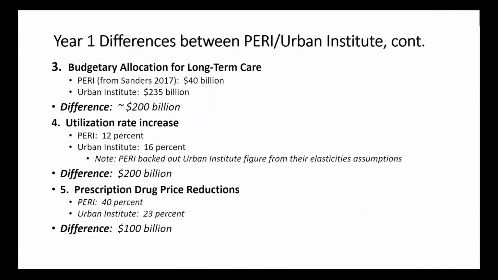Then the other items are substantive. The treatment of long-term care. In the 2017 Sanders bill, there actually is no allocation for additional coverage for long-term care.